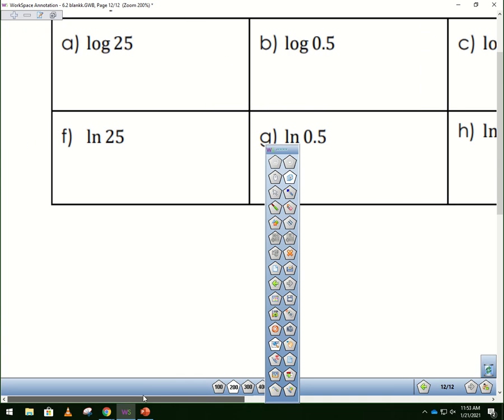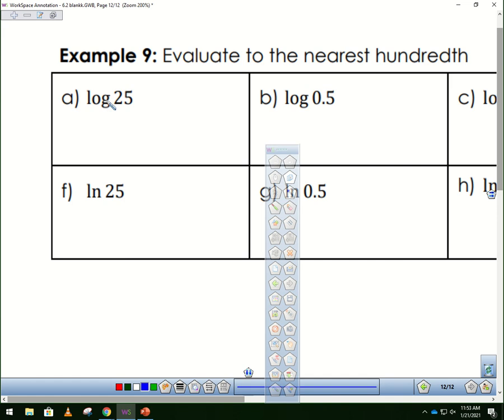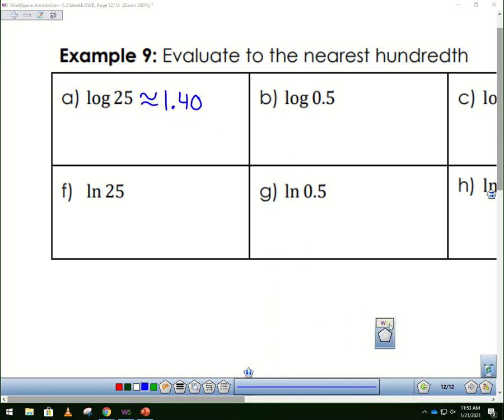So if we're just evaluating a log, which notice doesn't have a base, so it's an implied base of what? 10. So the way this one works is log of 25. You're going to type in 25 and hit the log button, and you're going to get approximately 1.40. For B, same idea. 0.5, log button, and you're going to get approximately negative 0.30.